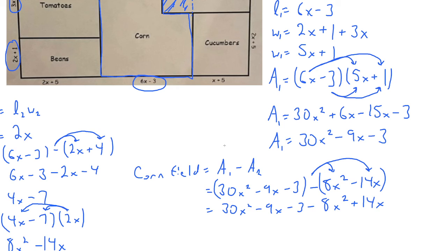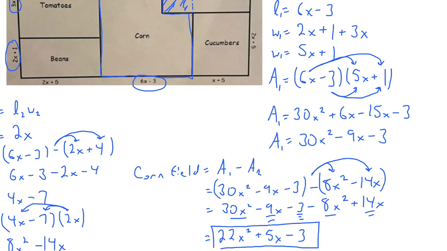And then finally, we combine all the like terms. You combine the x squareds, the x's, and there's only one constant here, so you don't need to worry about combining that with anything. So then we'll have 30x squared minus 8x squared is going to be 22x squared. And then we have negative 9x plus 14x, that's plus 5x. And then we'll have the lone negative 3 by itself. And this right here would be your final answer.